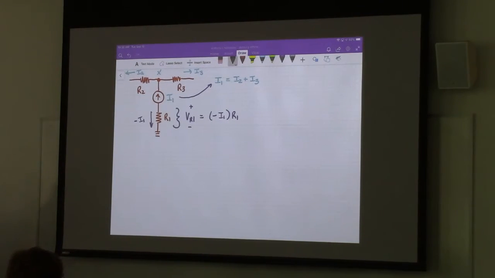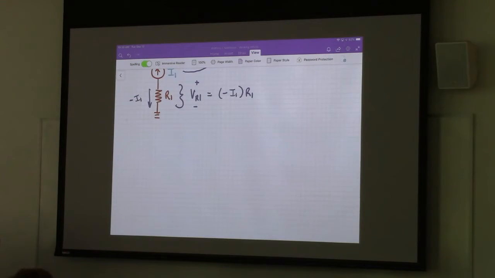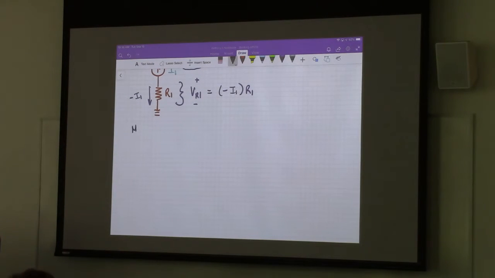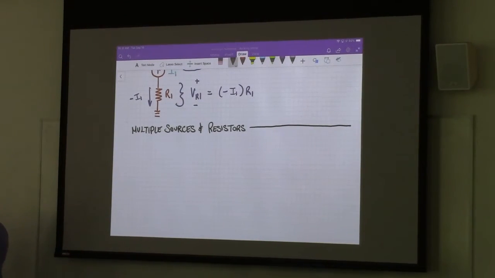All right, so let's take a look at a network where we have multiple sources and resistors. And we've already seen that, okay? Our homework problems, many of them have had multiple sources, multiple resistors. But there's some tricks that we can use in order to simplify. And that's going to help us later on. So let's take a look at a circuit that looks like this.